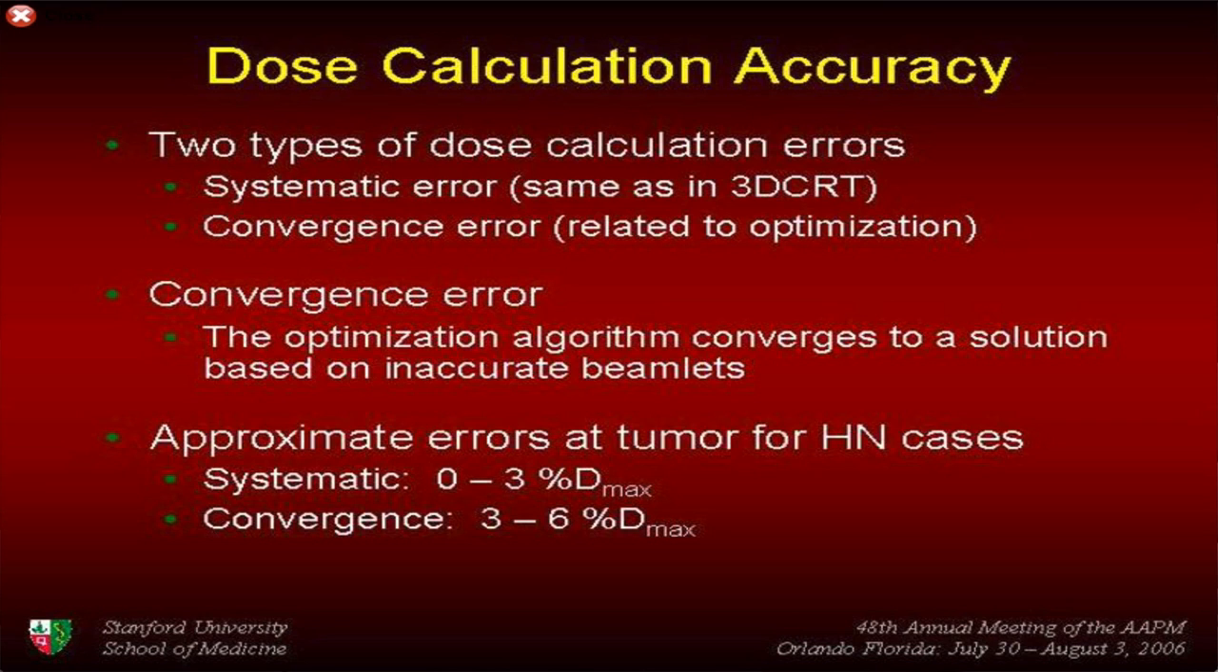In practice, I wouldn't worry about this too much. Most of the planning systems, even the ones that have a pencil beam algorithm implemented, are accurate enough to within a few percent, certainly 3% for the systematic error, that it's not a significant issue. It's one of those things, if you can have an accurate convolution superposition algorithm implemented in your computer, it's something to put on your to-do list, but not mission critical in order to get an IMRT program up and running.